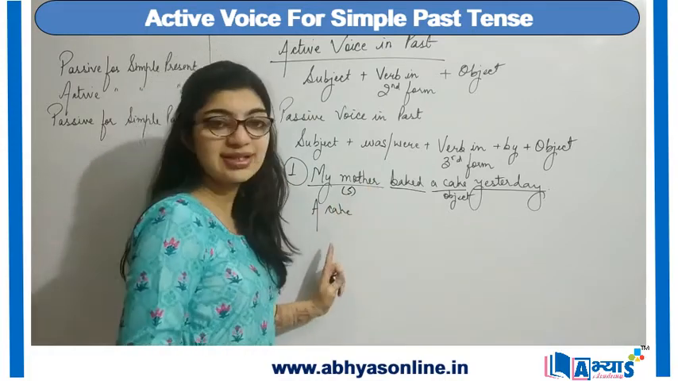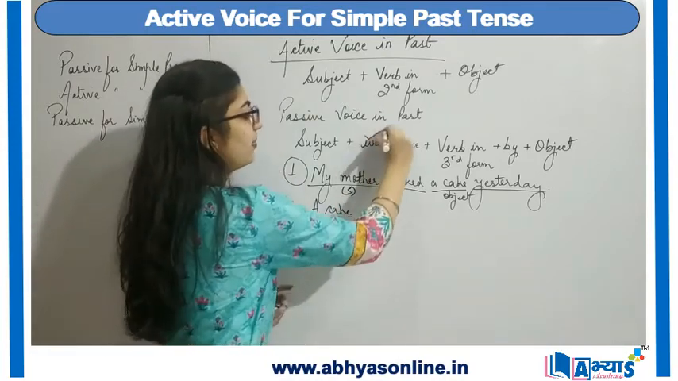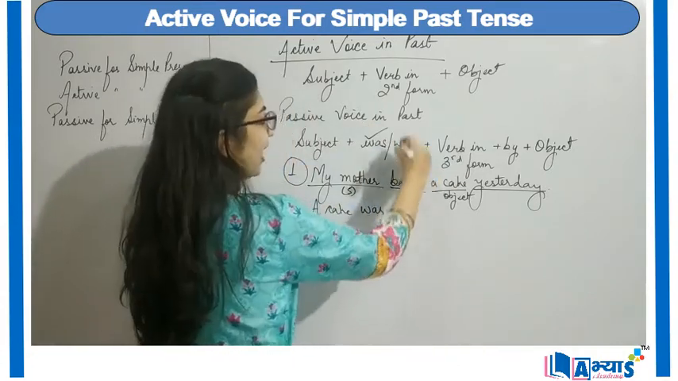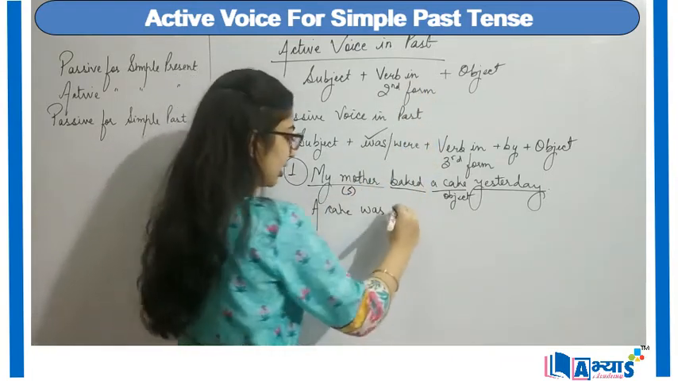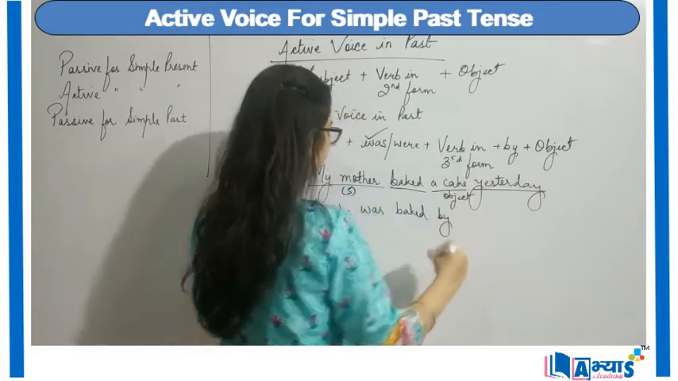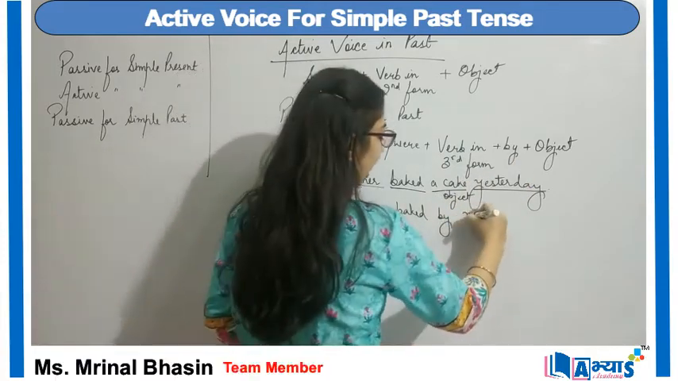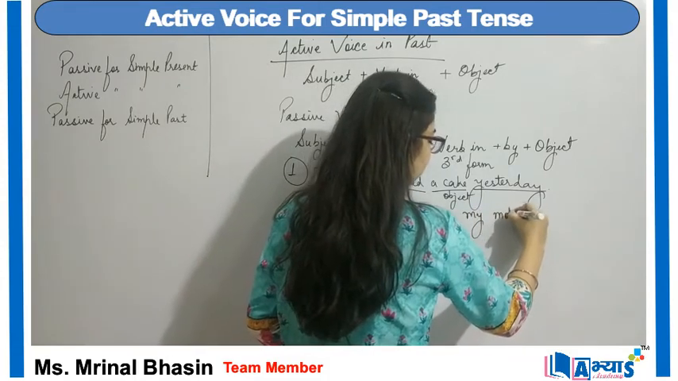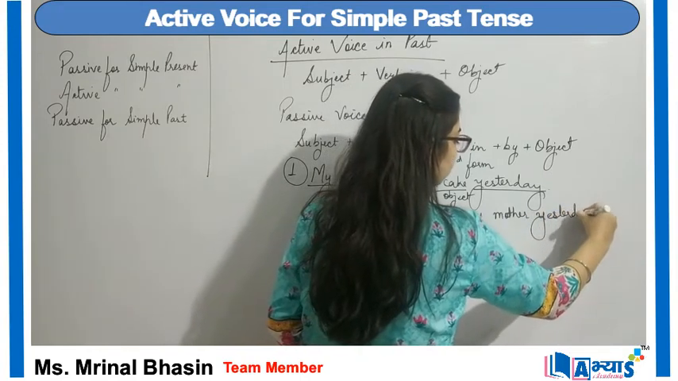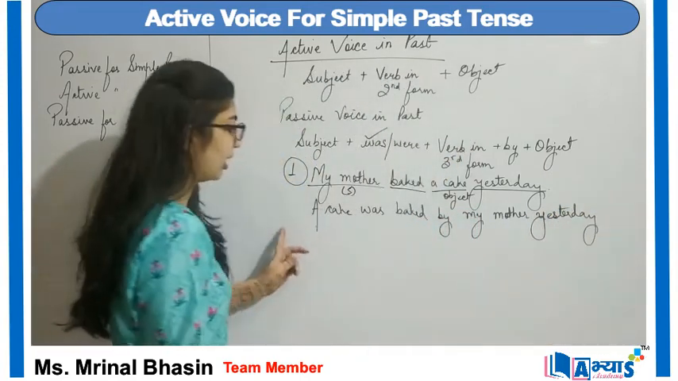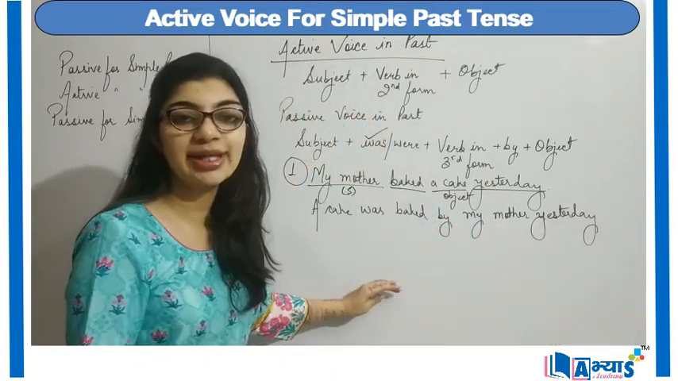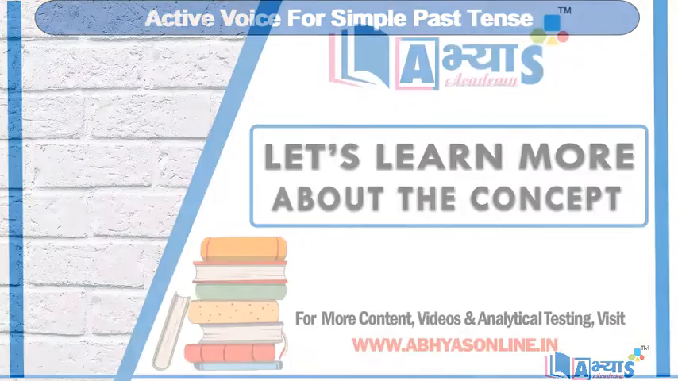subject. Now since there is only one cake, so I will make use of was. So a cake was baked, the third form is also baked, followed by, and then the subject, my mother, and then the remaining, yesterday. So a cake was baked by my mother yesterday is the passive voice in simple past tense.